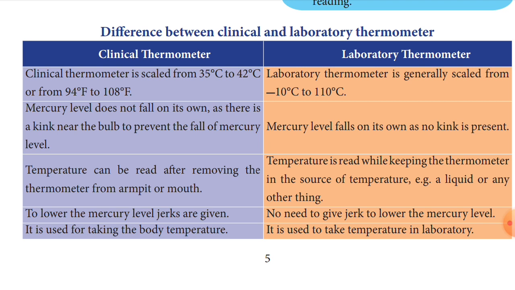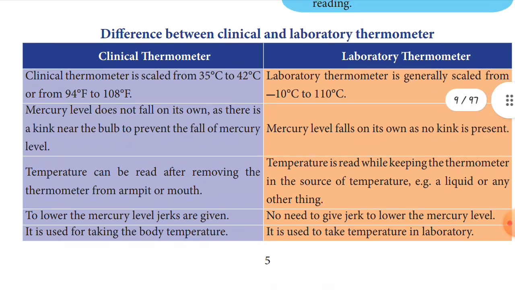And the last one: the clinical thermometer is used for taking body temperature. That's very important, children. Already you know the human body temperature is 37 degrees Celsius, which in Fahrenheit is 98.6 degrees Fahrenheit. That's all. And the laboratory thermometer is used to take temperature in the laboratory only. This is clear to you, children? Yes. So this is a very important 5-mark question, children.